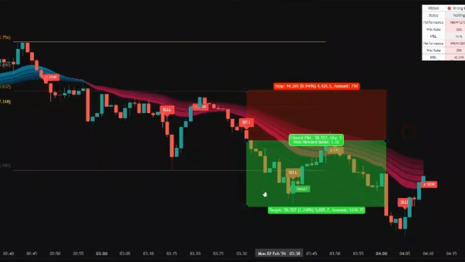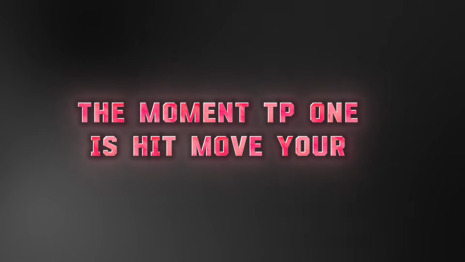The break-even move. This is critical. The moment TP1 is hit, move your stop loss to your entry price. Now you are in a risk-free trade. No matter what the market does next, you cannot lose money.